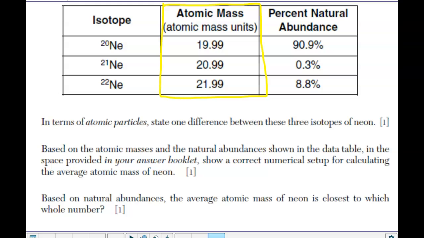So the first question is, in terms of atomic particles, state one difference between these three isotopes of neon. So go ahead and answer that question. All right, great. So you should have said that, notice it says atomic particles. That means we need to say something about protons and or neutrons or electrons. So in terms of atomic particles, state one difference between the isotopes is different neutrons.